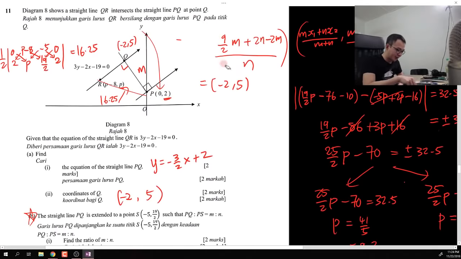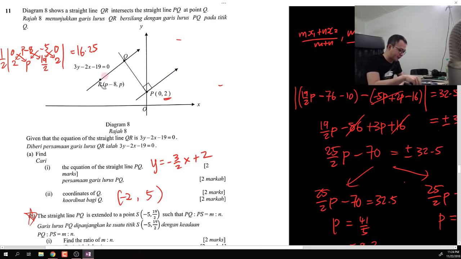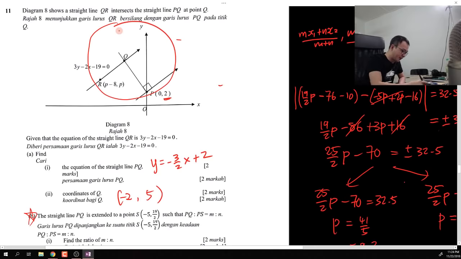Okay, so let me erase all this and we go to the last part. Okay, we have QT, which is always 5 units from Q. I can't draw a perfect circle here, but you just assume this is 5 units. Alright, this is locus T. The circle I draw is locus T.